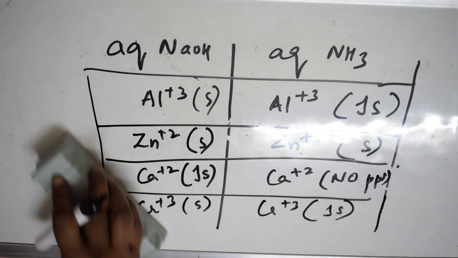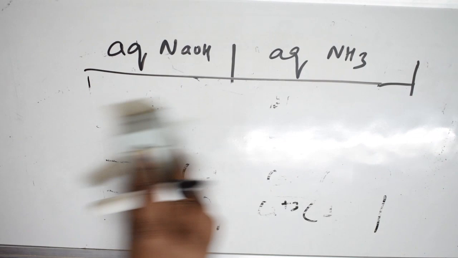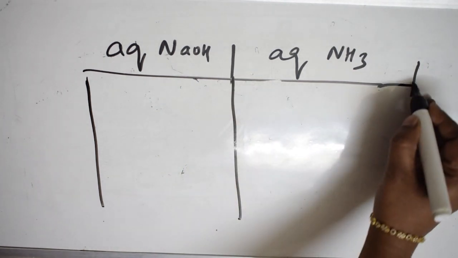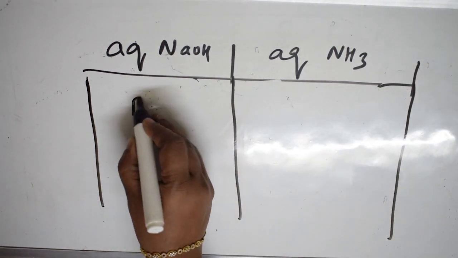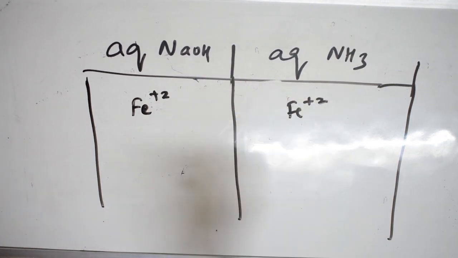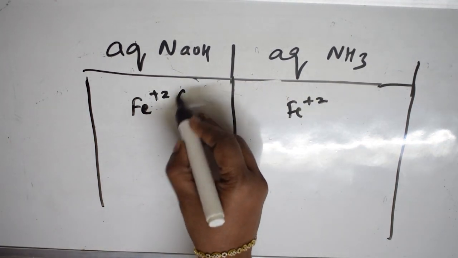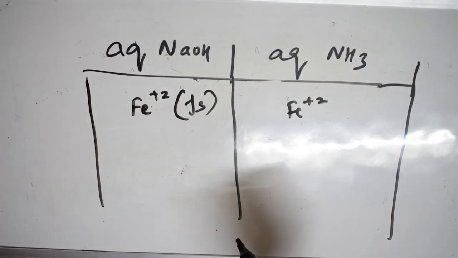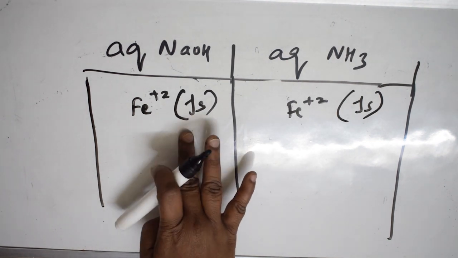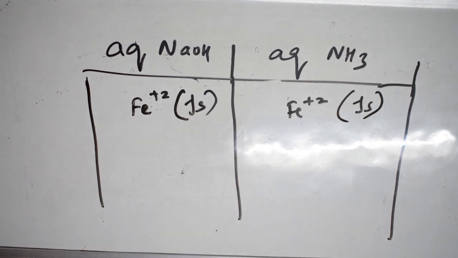Right, and next cations. What is the next cation? I am left with Fe plus 2. Let us write aqueous sodium hydroxide and aqueous ammonia. Suppose I take Fe plus 2. Fe plus 2 is insoluble in aqueous ammonia. It is also insoluble in aqueous sodium hydroxide.